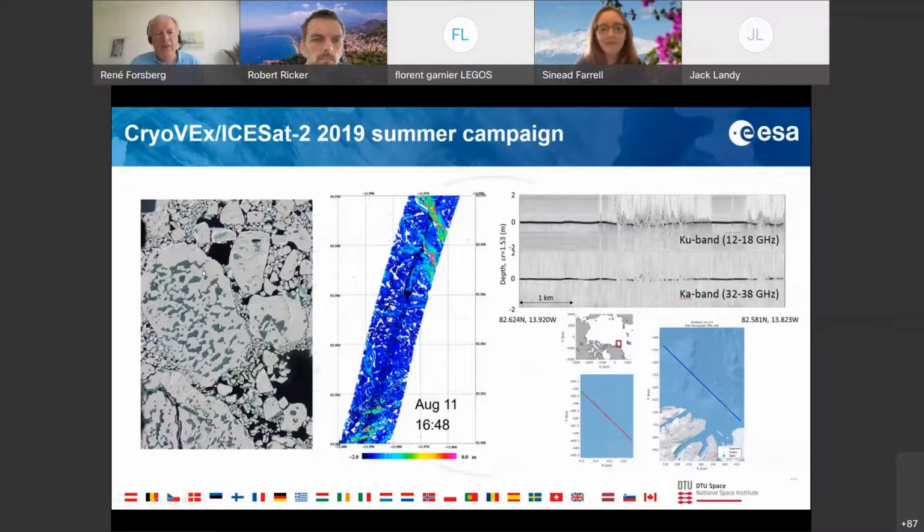On that summer campaign, on the sea ice, of course, all the sea ice floes were full of water, and therefore they were reflecting, and they were basically the dominant part of the sea ice signal. So it's maybe not so relevant, but of course it's good to see how far you can push IceSat sea ice freeboard determination in the summer period.